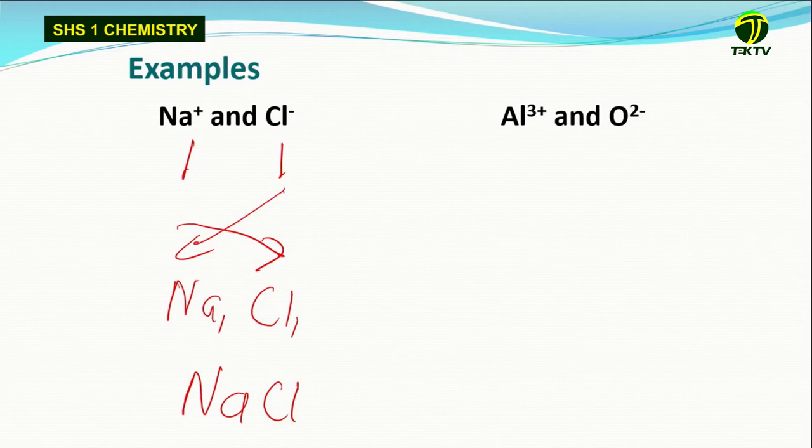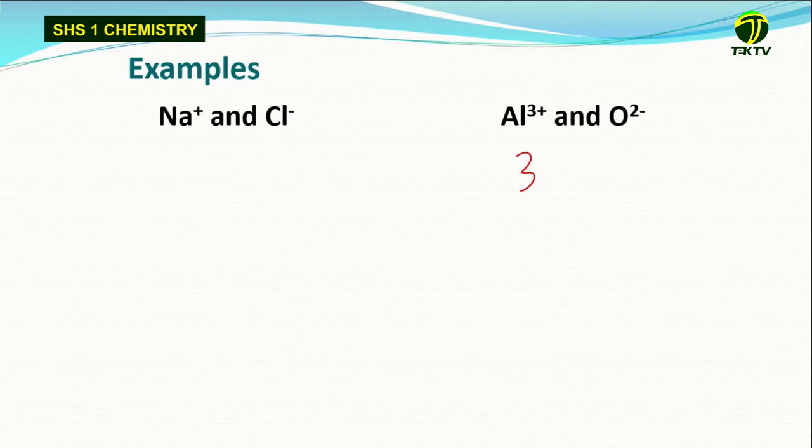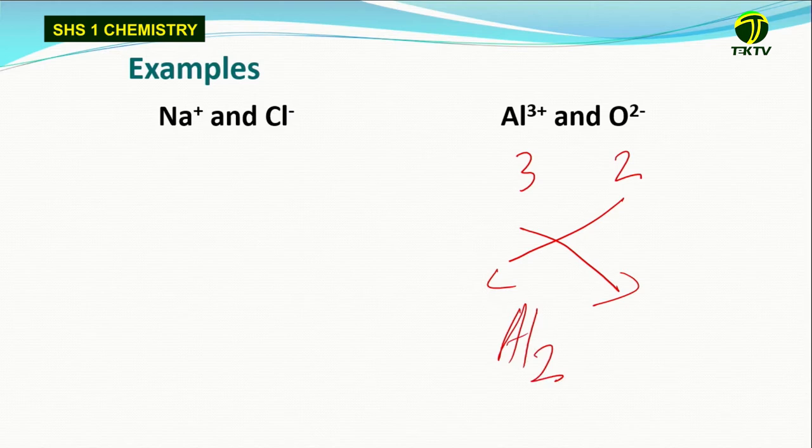Let's take aluminium combining with oxygen. We have aluminium bringing +3, oxygen -2. So the combining capacity of aluminium is 3, and the combining capacity of oxygen is 2. When these two elements combine, we interchange their combining capacities. So the aluminium will take 2 and the oxygen will take 3. So that is the formula for aluminium oxide.